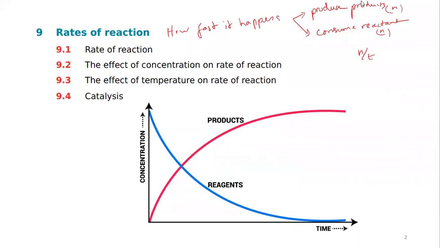Then we're going to look at the effect of concentration on rates of reaction and the effect of temperature on rate of reaction, and finally we're going to discuss the role of catalysts in chemical reactions. A catalyst normally accelerates the reaction. Look at the graph here: the concentration is on the vertical axis and the time on the horizontal. Over time, the amount of product increases.